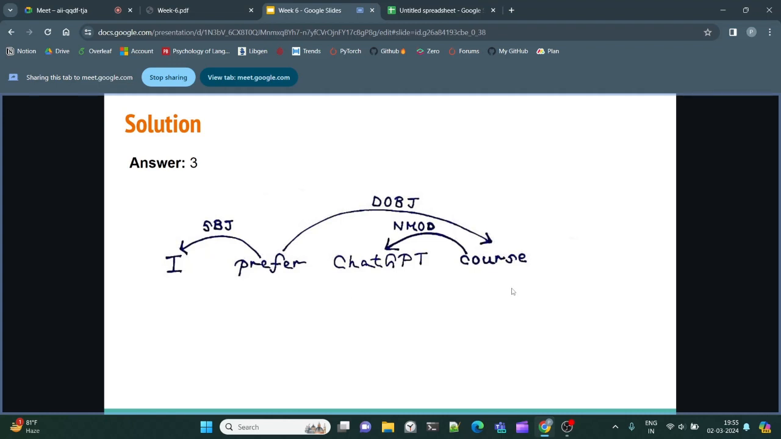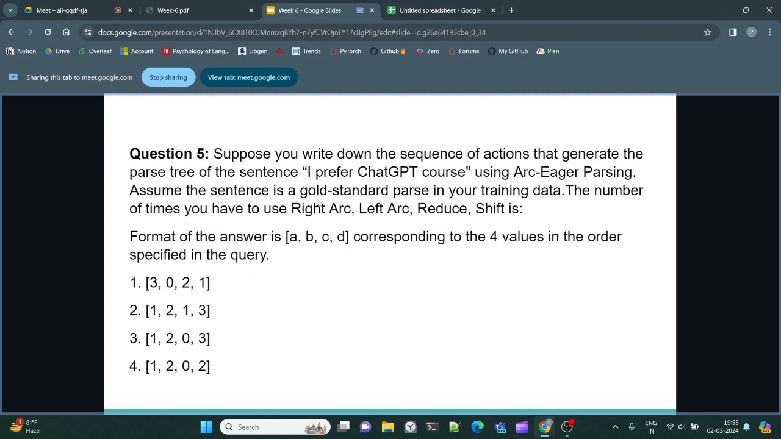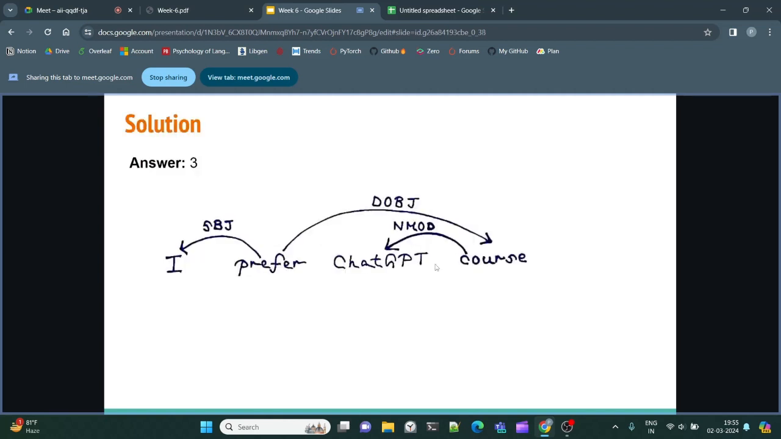Now, based on this, I need to do the transition-based dependency parsing. How should I do this? This won't be given in the question. It is mentioned that it was a gold standard parse, so it was in your training data. You have to construct this on your own.